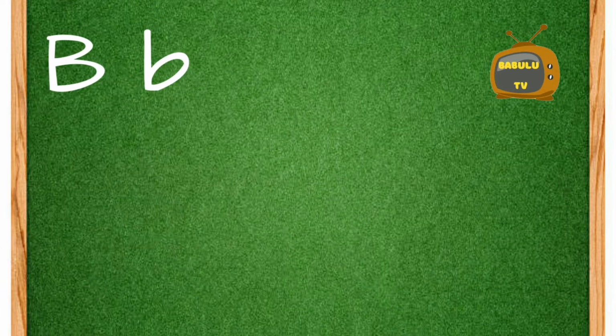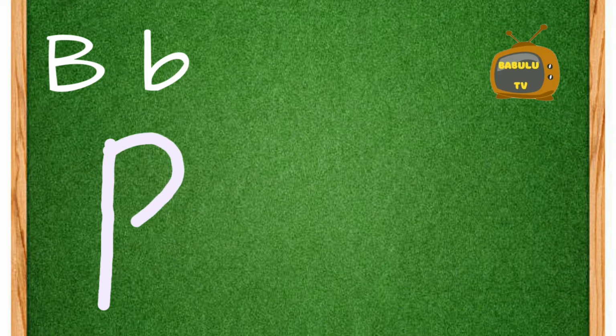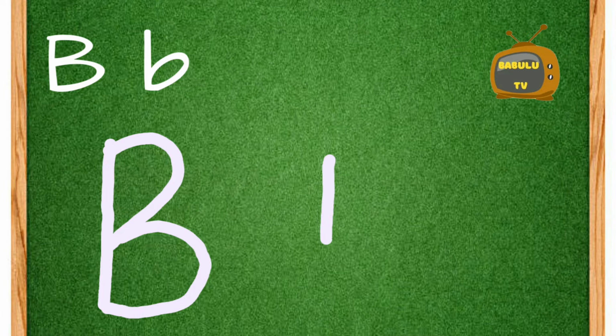Now capital B and small b. This is capital B. What is this? Capital B. Now small b. This is small b.